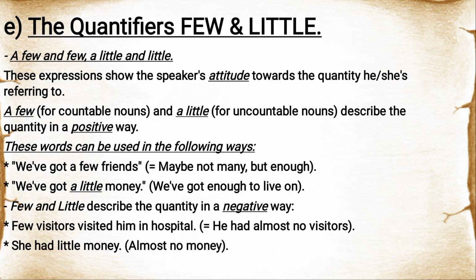The quantifiers few and little. A few and few, a little and little. These expressions show the speaker's attitude towards the quantity he or she is referring to. A few, for countable nouns, and a little, for uncountable nouns, describe the quantity in a positive way. We've got a few friends, equals maybe not many, but enough. We've got a little money. We've got enough to live on. Few and little describe the quantity in a negative way. Examples: Few visitors visited him in hospital, equals he had almost no visitors. She had little money, almost no money.